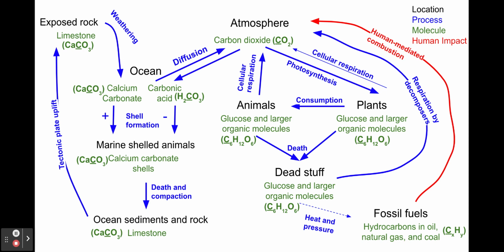So I'm going to draw an arrow from fossil fuels up to the atmosphere, and I'm going to label it human mediated combustion, indicating that as we mine fossil fuels and then burn them, that's what combustion means, the carbon from the fossil fuels gets returned to the atmosphere in carbon dioxide molecules. Okay, your carbon cycle diagram is now complete.